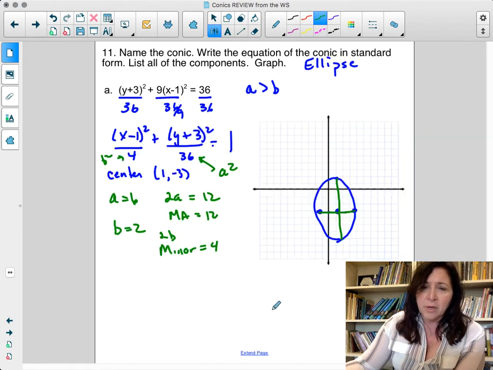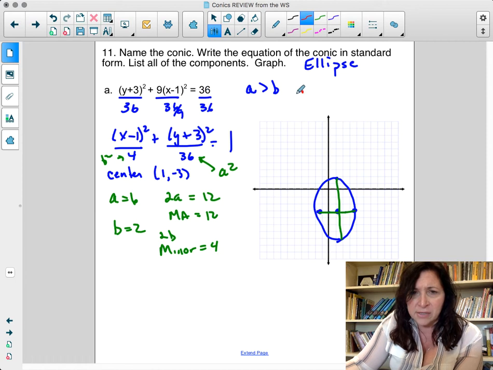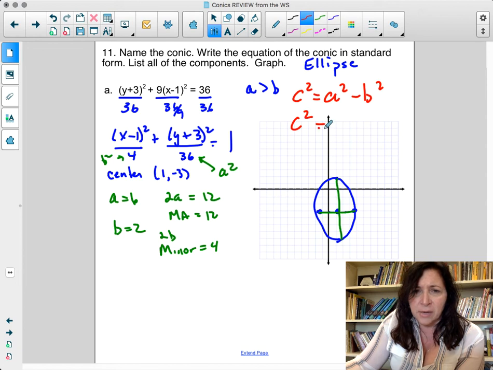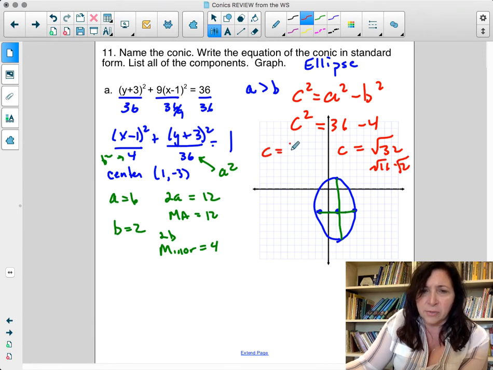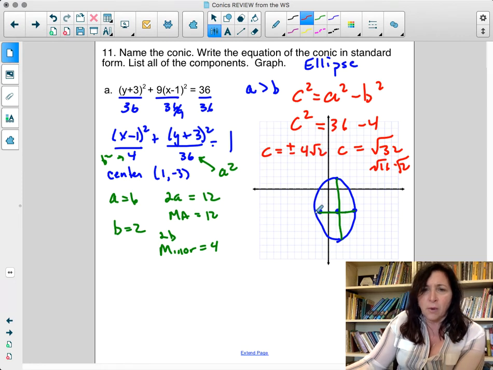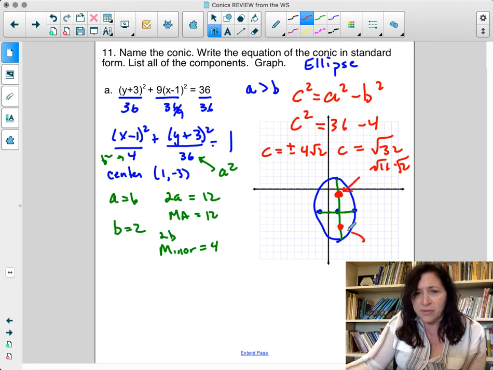All right, you also need to find the foci. And so the focal points are going to be c squared equals a squared minus b squared. So you have c squared equals a squared, that's the bigger one, 36 minus 4, which is 32. So c equals the square root of 32, which is 16 times 2, which is 4 root 2. So c is equal to plus or minus 4 root 2. Now remember, the focal points are always on the major axis. You will be required to list where they are.